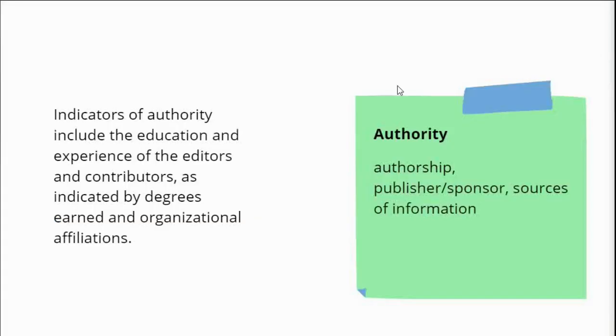Okay, so now we have the authority. In authority, you identify the authorship, publisher or sponsor, and the sources of information. So indicators for this are the authorities. The authorities include the education and experience of the editors and the contributors. Also, their degrees earned, so what did they graduate from, their specialization, and also the organizations that they are affiliated with.